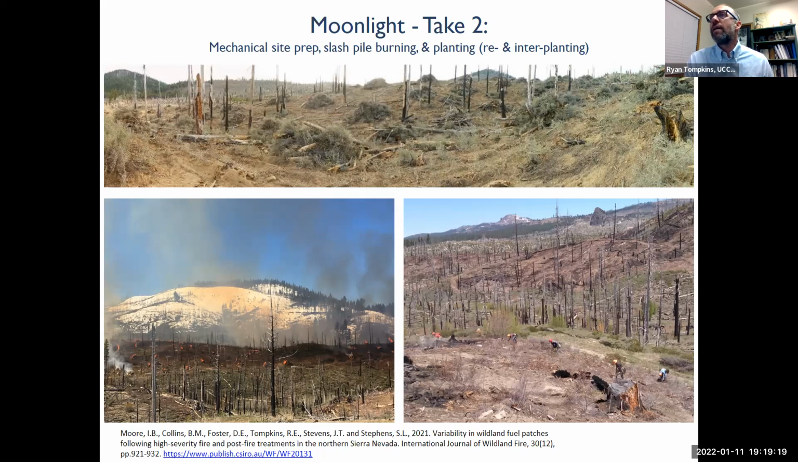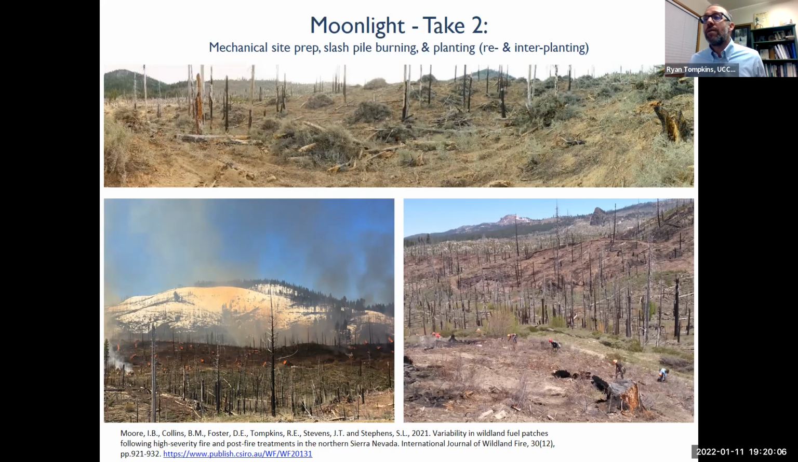This is an example on the Moonlight Fire where we went into some of these snag fields that were reminiscent of that right side of the road in my past slides. And we went in with excavators and knocked down snags and ripped up brush and piled them to burn. And you can see we retained some ecologically appropriate levels of snags, but we also wanted to create some areas where we could establish forested conditions. During this, we did a study that I've linked to at the bottom here that we just published in the International Journal of Wildland Fire, where we actually measured the fuel load before treatment and after treatment.